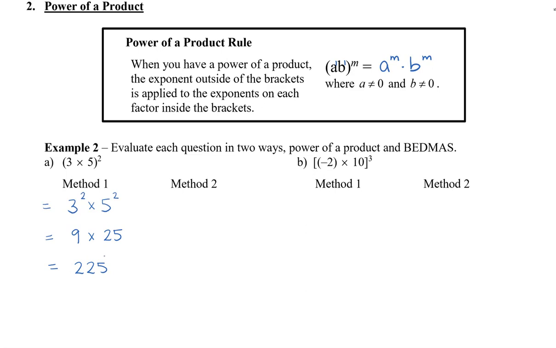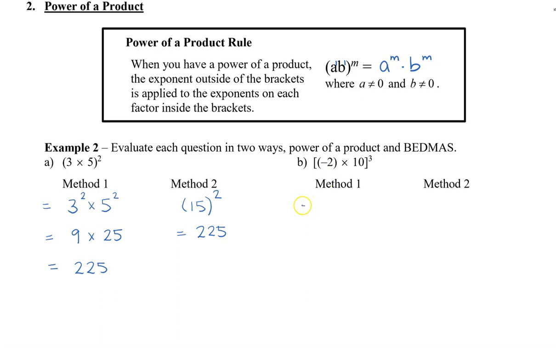Now the second method is to use our order of operations. Order of operations tells us that we're going to do the brackets first. So in this case, it's 3 times 5, and that's 15, which is still in brackets because we're only doing what's inside the brackets. And then we have a power of 2, and 15 to the power of 2 is also 225. So you can see that whether we use the power of a product rule or we use order of operations, we still get the same answer. So let's try another one.